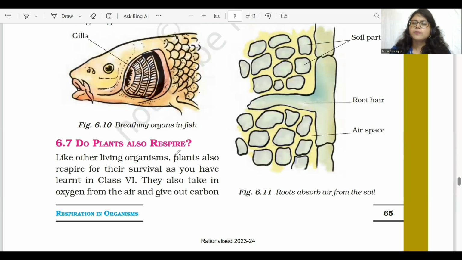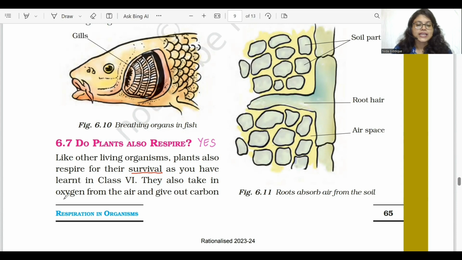Now let's talk about plants. Do plants also respire? Have you ever wondered, do plants also respire? Well, your answer is yes. Plants also respire. All living organisms respire. So don't forget, plants are also living organisms. Like other living organisms, plants also respire for their survival. And we have already learned this.